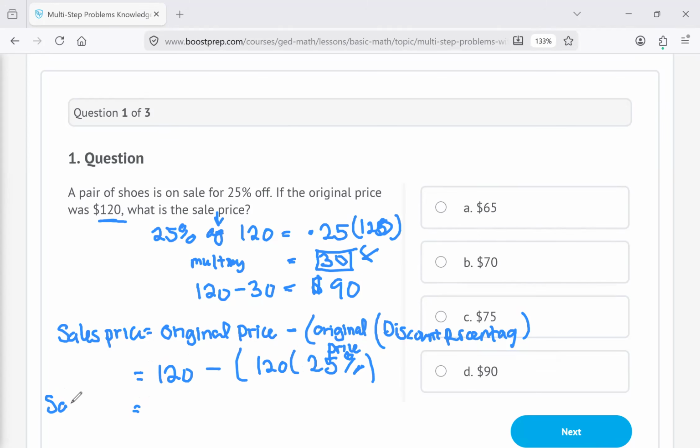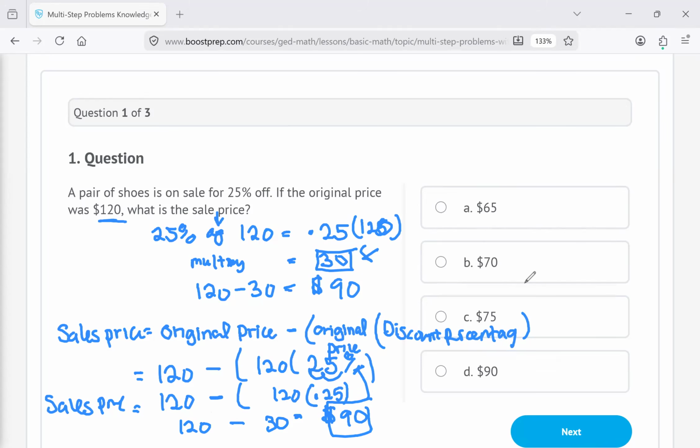So it's going to be sales price equals 120 minus, and then you know how to convert 25% to a decimal. Just move it 2 places to the left. So that'd be 0.25 times 120. And then what's 120 times 0.25? You can use a calculator on the exam, so that would be exactly 30. So it'd be 120 minus 30, which is $90. Okay, so yeah, not too bad, right? You should definitely try this. Okay, so let's move on to the next one.